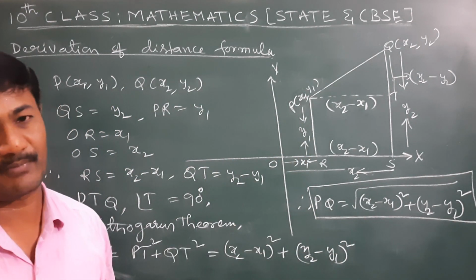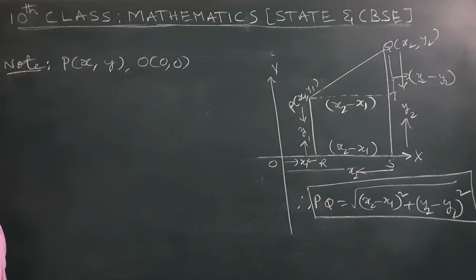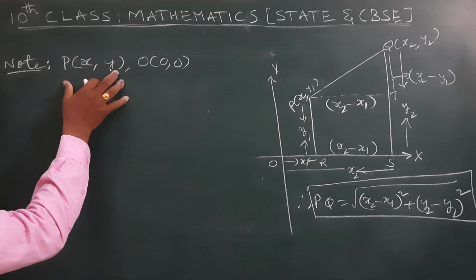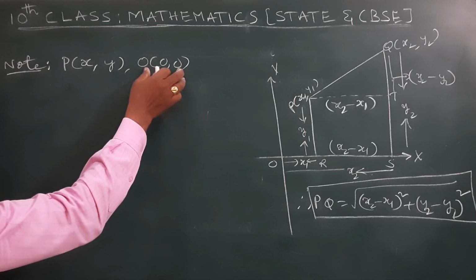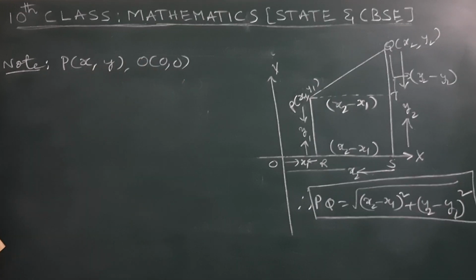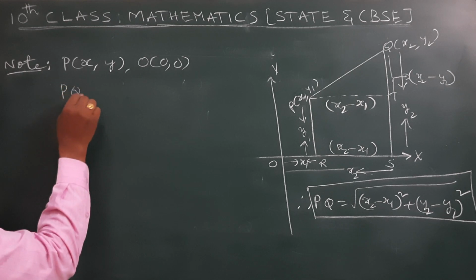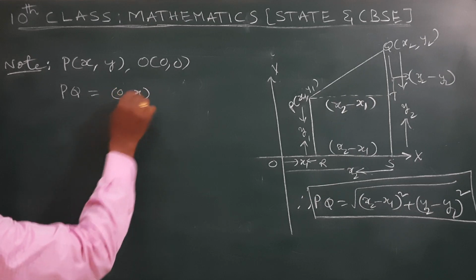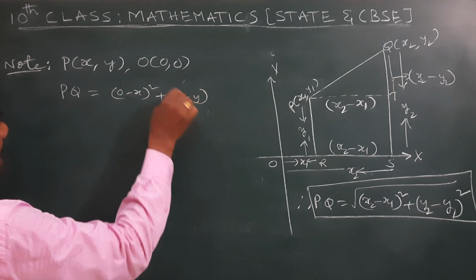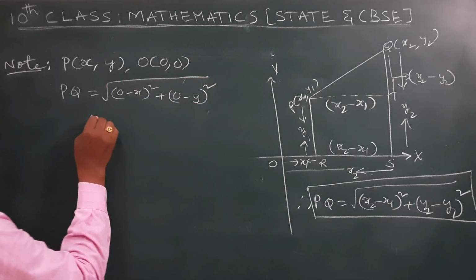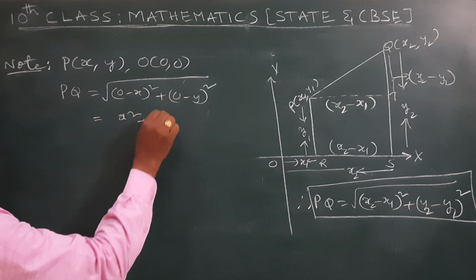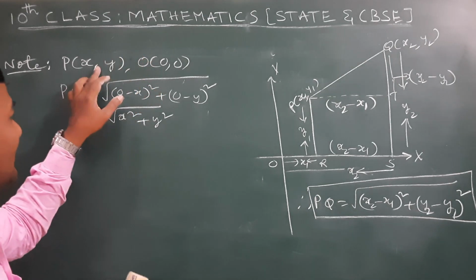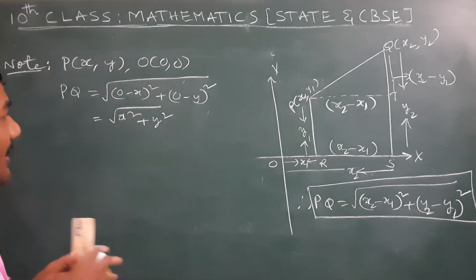It's a very, very important formula, right? So we will discuss one important point. P is (x, y) and Q is (0, 0), that means the origin. For distance from the origin, the direct formula is PQ is equal to under root of (x minus 0) whole square plus (y minus 0) whole square, which is equal to under root of x square plus y square. So the distance formula from the origin is always directly under root of x square plus y square.